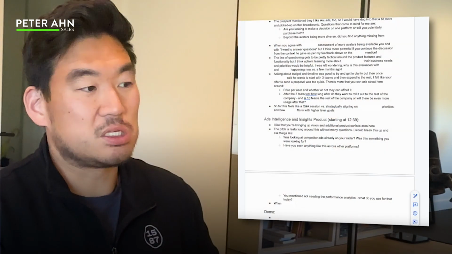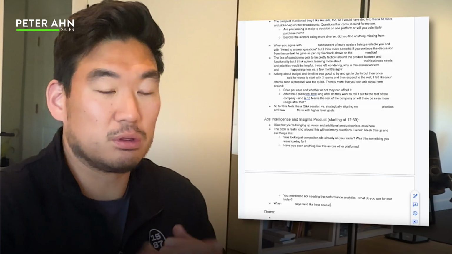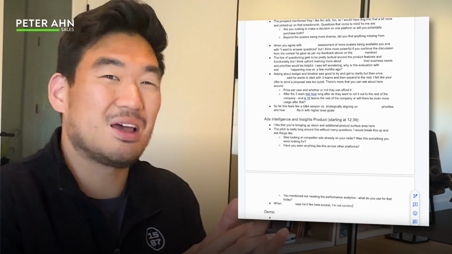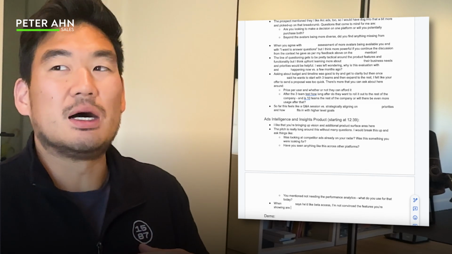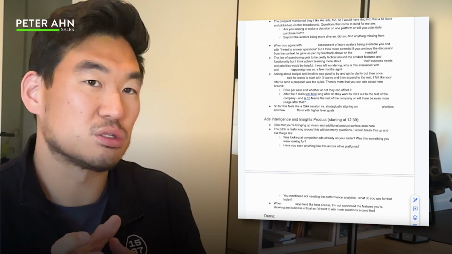So when the prospect says, yeah, I'd love beta access, I would also ask again, okay, are you looking for that? Is this a nice to have? Is this a must have? It just gives you more understanding of if they like the functionality, whether or not it's business critical.